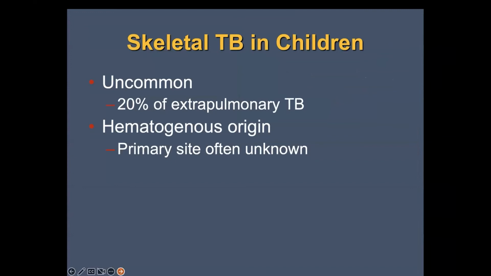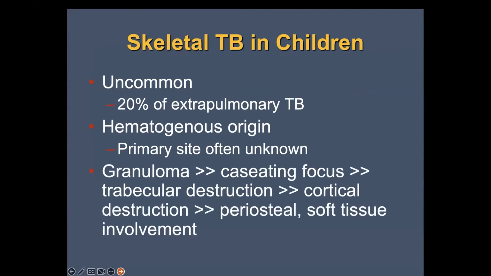And finally, the other place that we tend to look for TB is in the skeleton. It's pretty uncommon there, so we don't see it very often. Maybe only 20% of the cases of extrapulmonary TB are in the bones. Generally, it gets there by hematogenous spread, and often we don't really know where the primary site was. Often the chest x-rays will be normal in patients with skeletal TB, but the general progression is similar to what you get with most caseating disease.